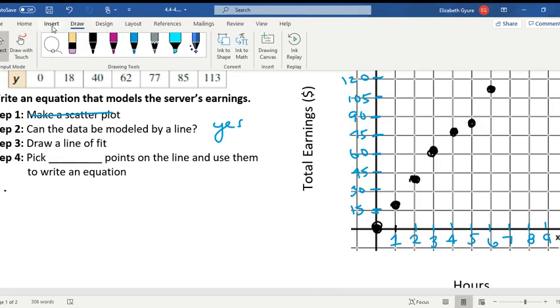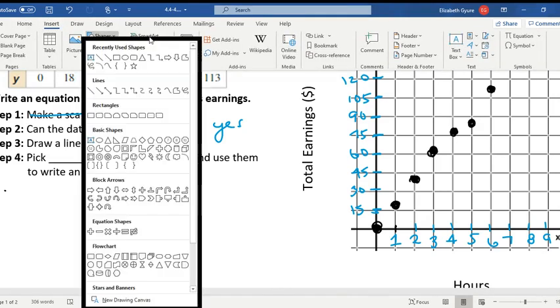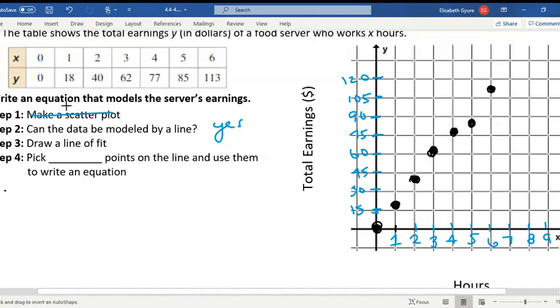So here's what I'm going to do. I'm actually going to get out my line tool here, shapes, because I do not want to confuse you with a bad line. I'm going to model it for you and then walk around and help. When you're drawing a line of best fit, I would use your ruler to start to gauge where you might want a line.